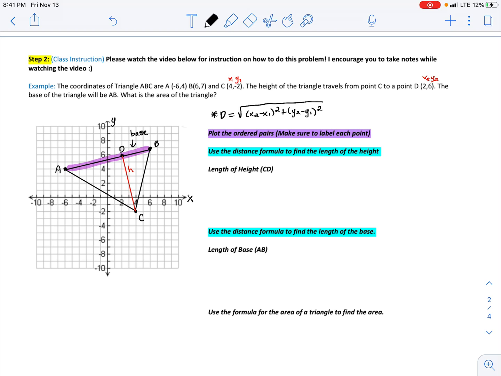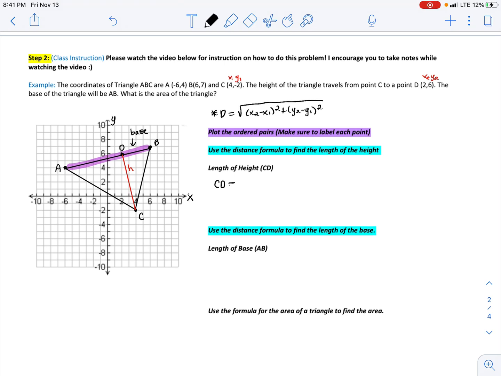Okay, and so I have that CD is equal to the square root of x2, which is 2, minus x1, which is 4, squared, plus y2, which is 6, minus y1, which is -2, squared. And so this gives me the square root of 2 minus 4, which is -2 squared, plus 8 squared, which is equal to the square root of 4 plus 64, which is equal to the square root of 68.